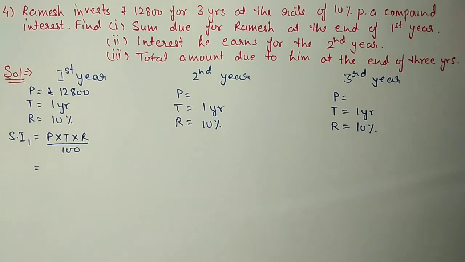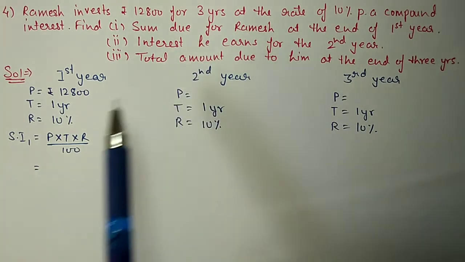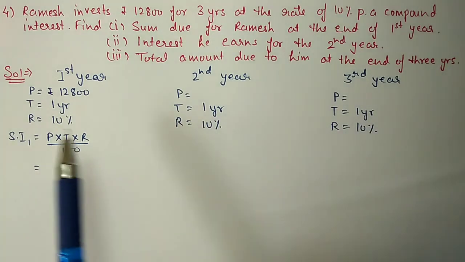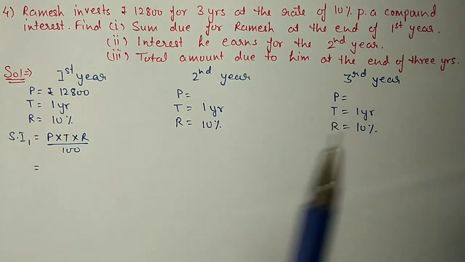Next question number 4, Ramesh invested 12,800 rupees for 3 years at the rate of 10% per annum compound interest. Find sum due for Ramesh at the end of first year, interest he earned for the second year and total amount due to him at the end of third year. So for 3 years he has deposited his money. So 3 times we have to do calculation, 1 year here, 1 year here and 1 year here.